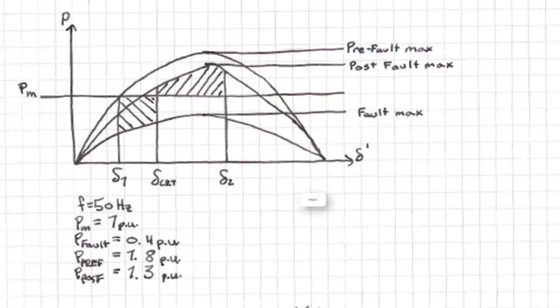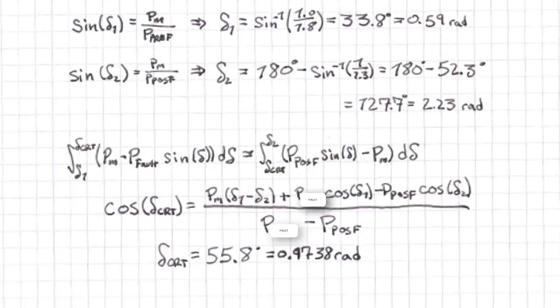So when we move on to the calculation, we'll find that delta 1 is equal to the inverse sine of PM over P pre-fault. In this specific example, it's 33.8 degrees or 0.59 rads. Our delta 2 is PM over P post-fault, inverse sine, and then because we want to verify that we're on the right half of the sine wave, we have 180 minus this angle. So in this case, it's 180 degrees minus 52.3 degrees, which equals 127.7 degrees or 2.23 radians. Now that's the easy part.